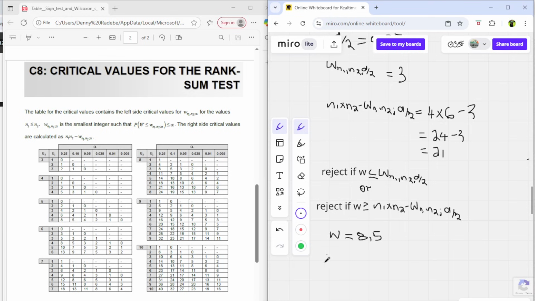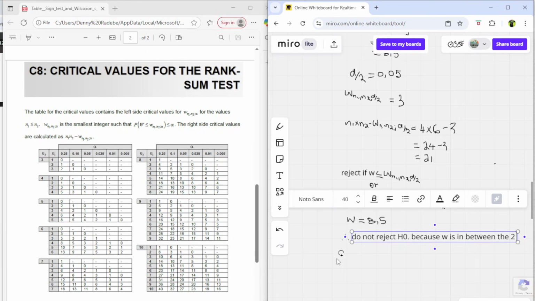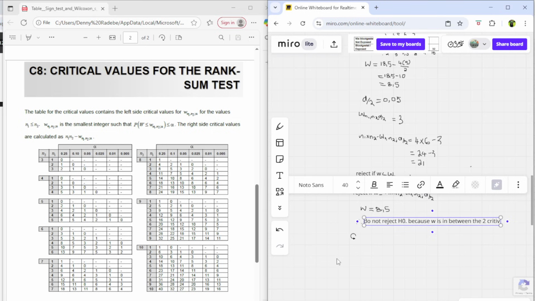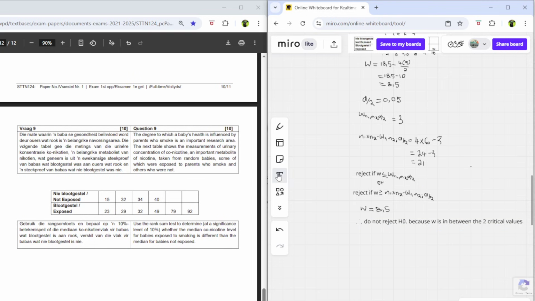You're going to say therefore, do not reject the null hypothesis because W is in between the two critical values. And then when you're done, you can go back and draw conclusions based on the initial statement. Remember, making decisions based on the initial statement.